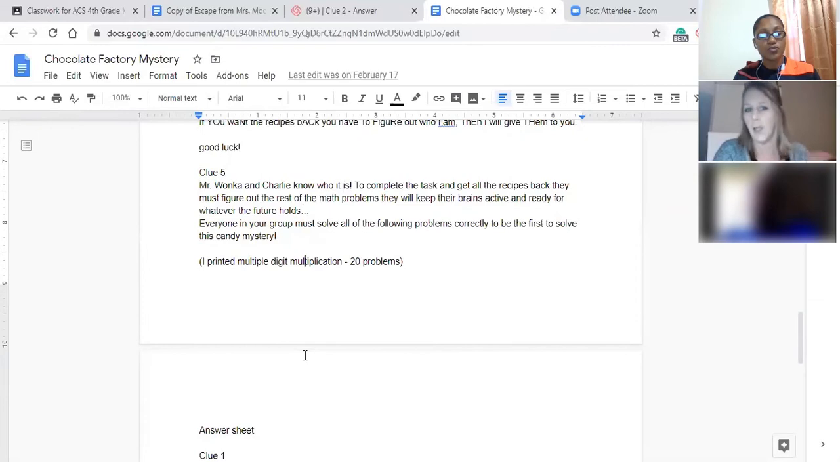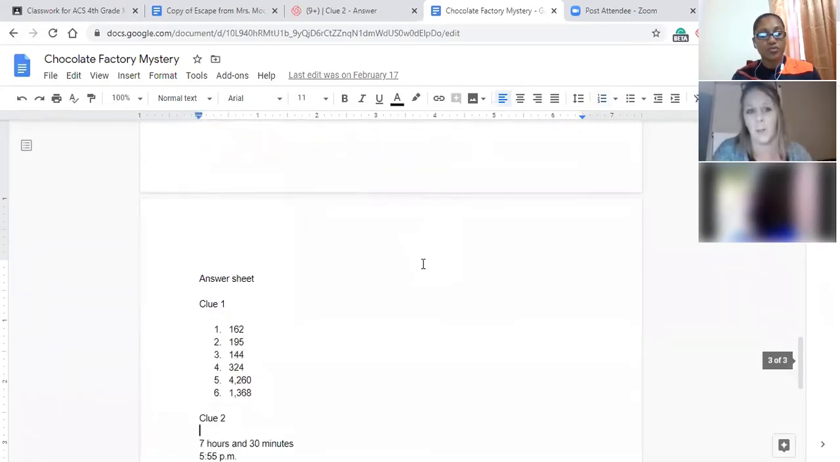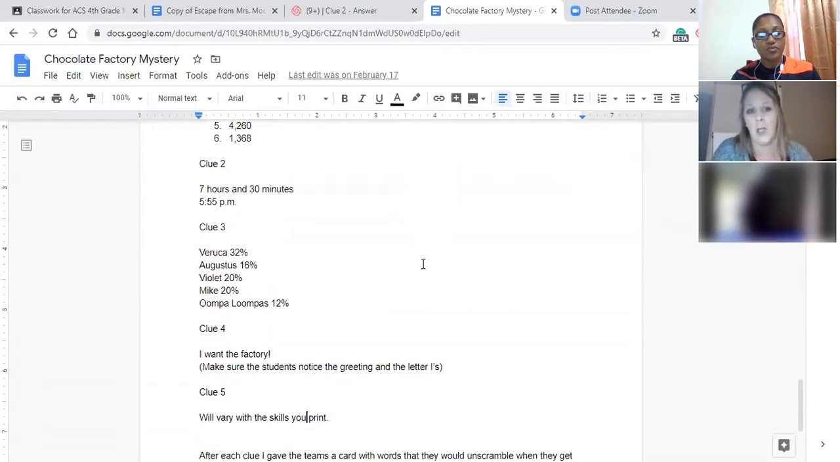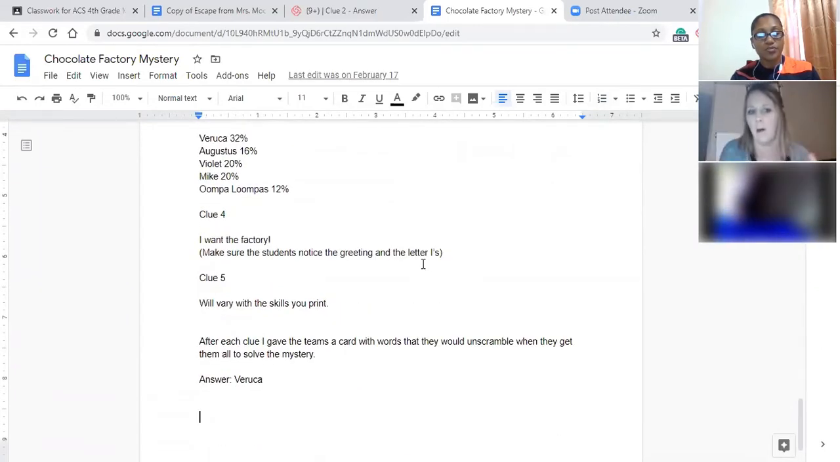So for clue 5, I wanted them to just practice their multiplication, basically. I actually printed out problems from the website mathaids.com. I use that site a lot for easy printouts so they can have lots of practice. And that was their last clue. They had to solve all those problems at the end to get their final prize.